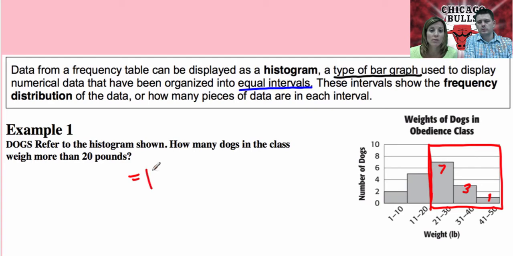To answer our question, we need to then add 7 plus 3 plus 1 to get 11 dogs that weigh more than 20 pounds. So we looked at whatever interval was past the 20, because it said more than or greater than 20. So Mrs. King took everything that fell past that point on the histogram. You could have written an expression on that too.